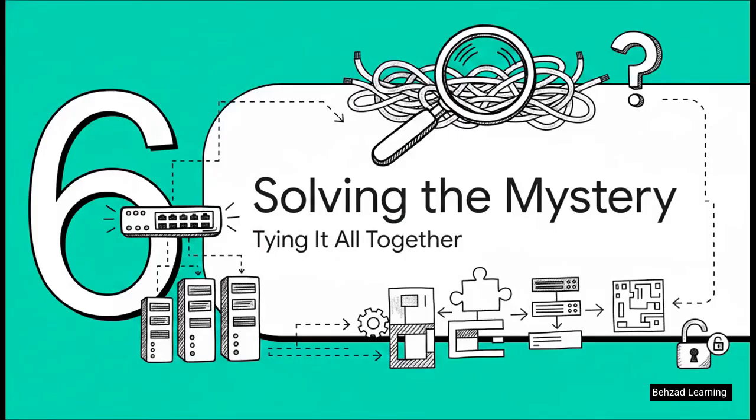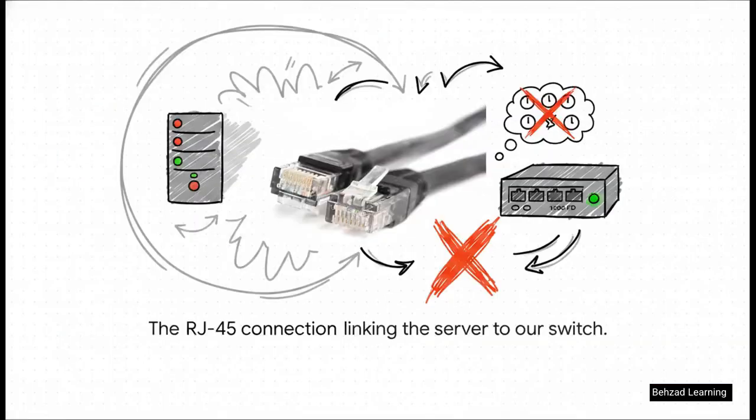Finally, Section 6, Solving the Network Mystery. Let's tie it all together. Remember our sluggish server from the beginning? The one with the solid green link lights? Well, we check the connection, the cable is totally fine, we run our show interfaces command, and the port is happily up/up. But when we look at the statistics, we see thousands of late collisions.